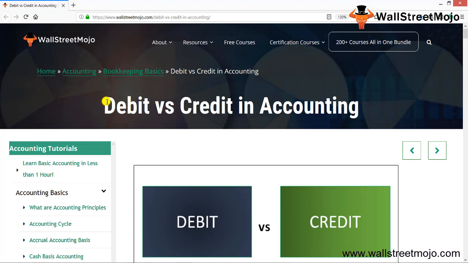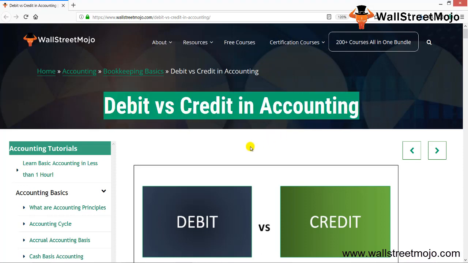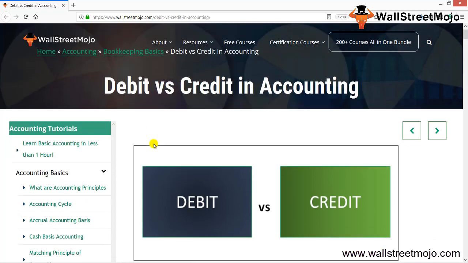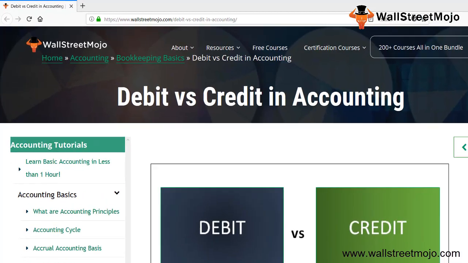Friends, today we're going to learn a concept which is known as debit versus credit in accounting. This is like the left hand and the right hand of the whole accounting system. I mean, without debit and credit, the accounting system cannot be worked out. So let's understand these two concepts in a much detailed manner so as to get a hold on that.